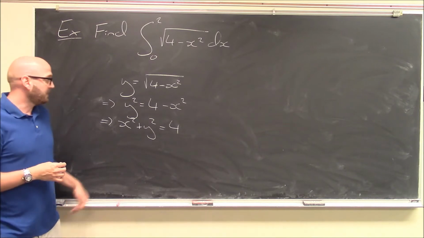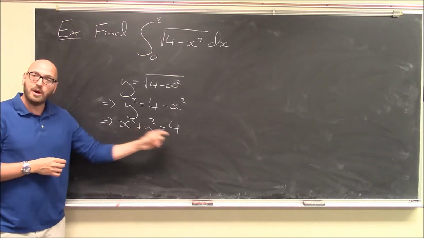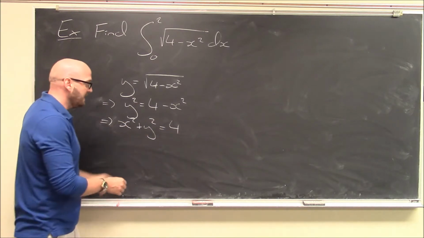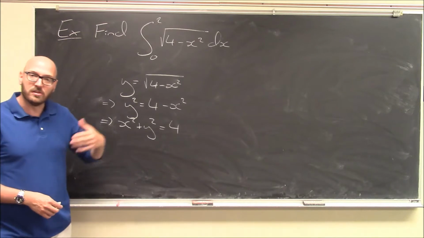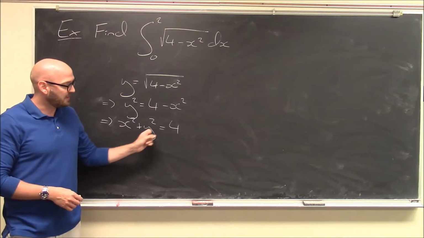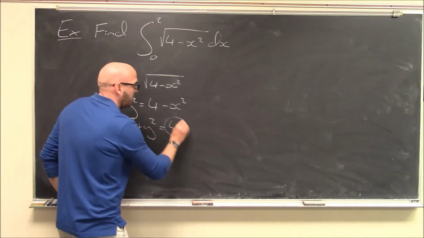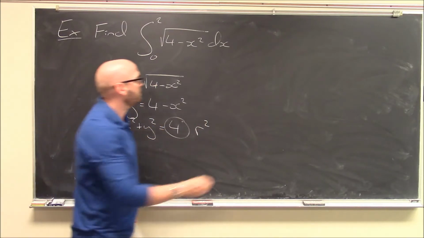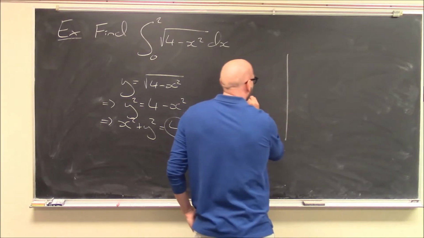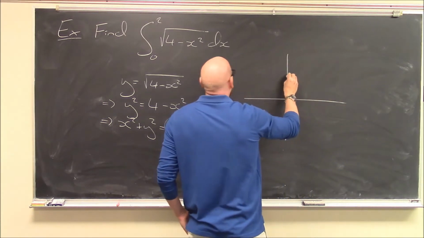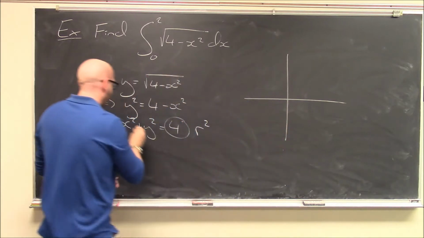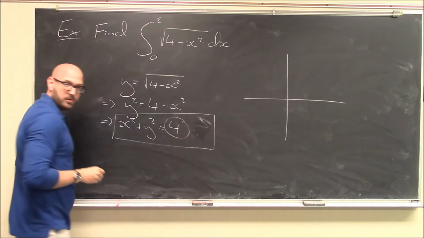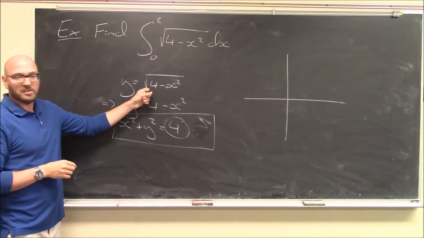You may have forgotten some of this stuff, but this is a very well-known equation. This is something you should have seen before. x squared plus y squared equals r squared is the equation of a circle centered at the origin of radius r. This is the radius squared, so our radius is 2. So the graph here is almost this, a circle. Not quite the same as what we started with.